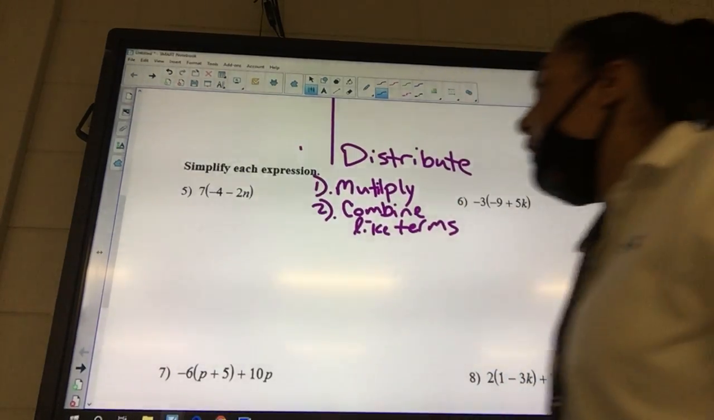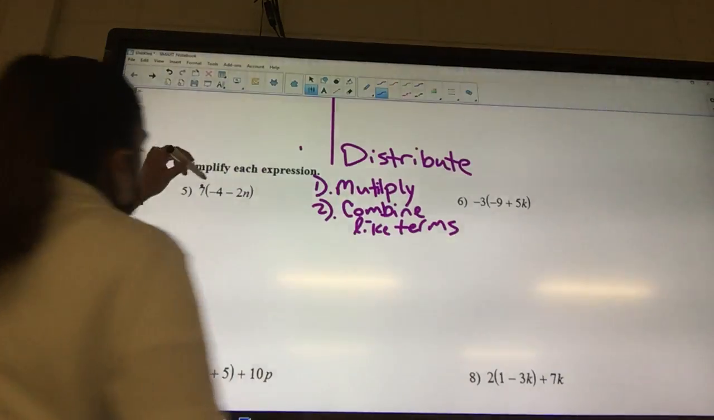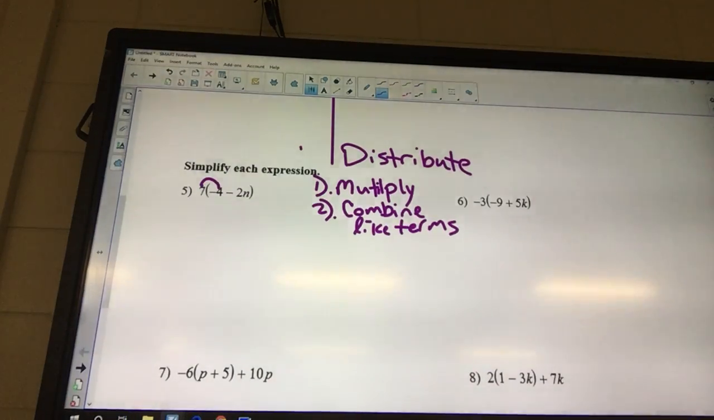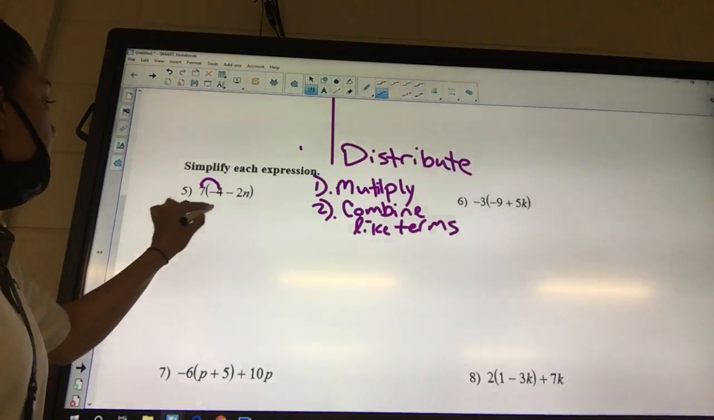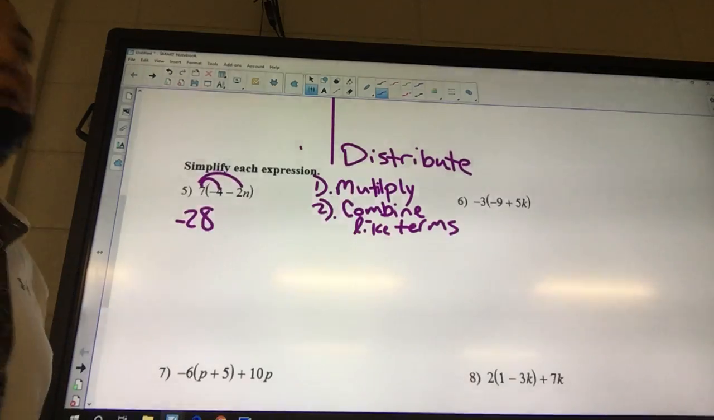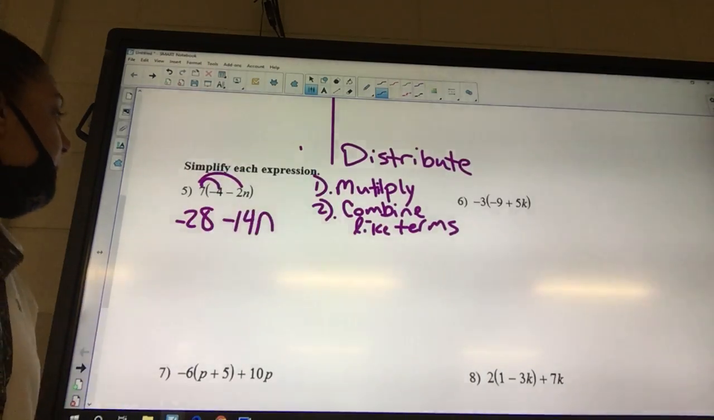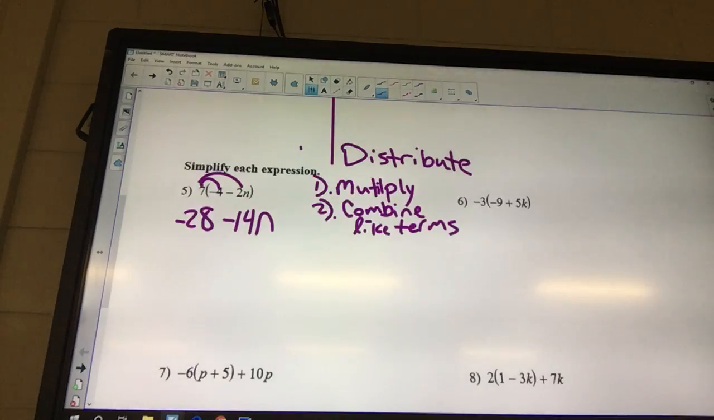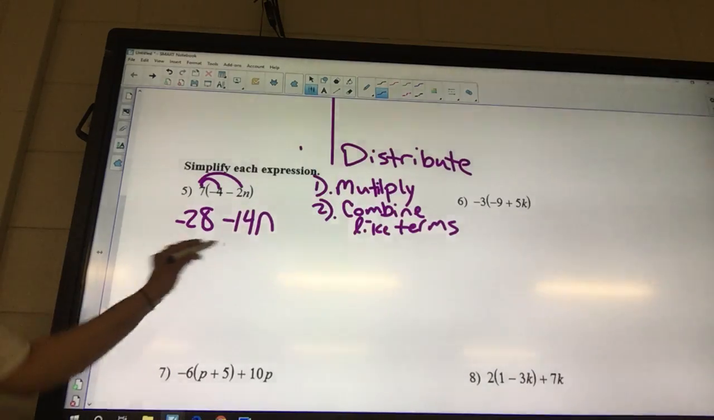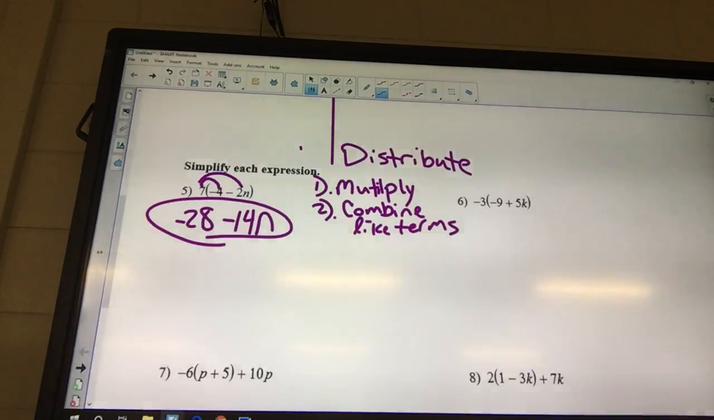Okay, so if we distribute 7 times -4, that's -28. 7 times -2 is -14n. Is there anything to combine? No, so you're done.